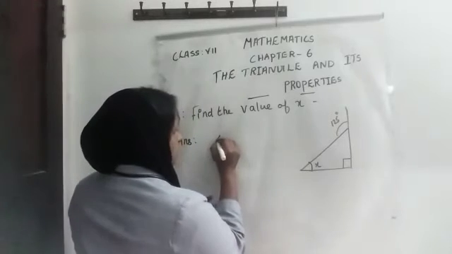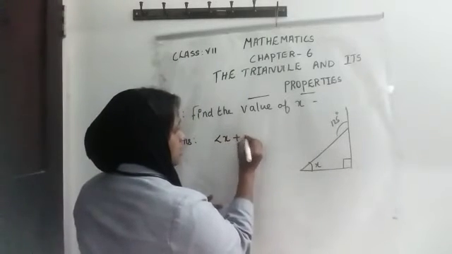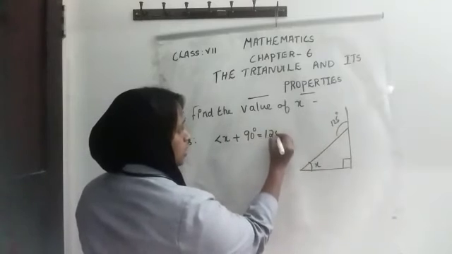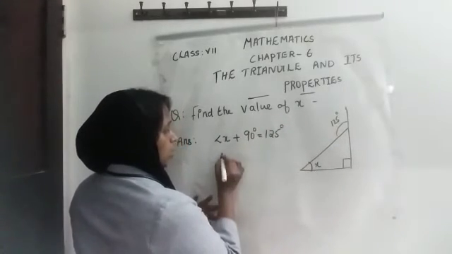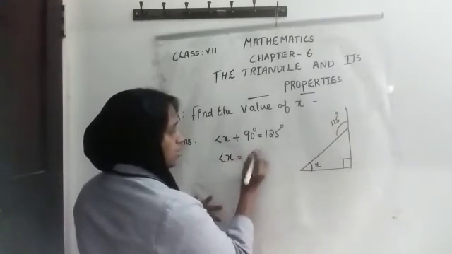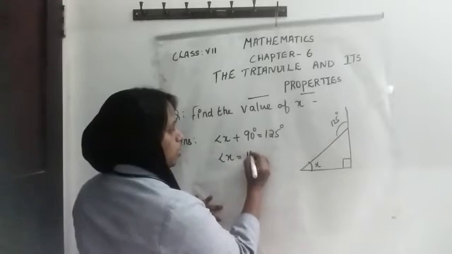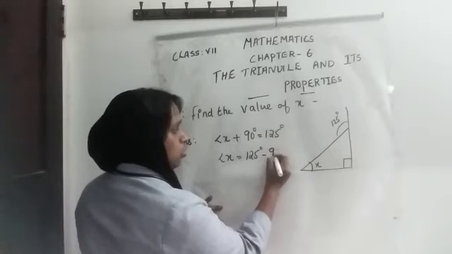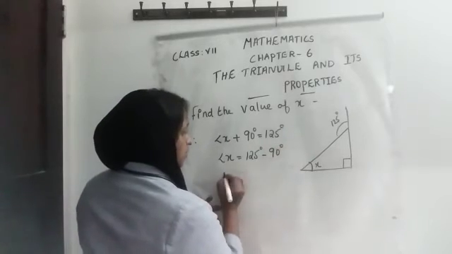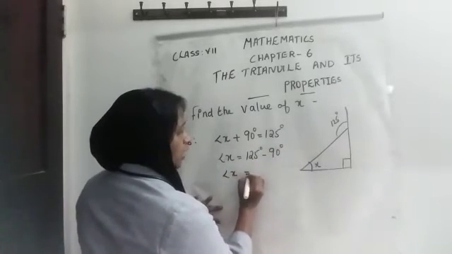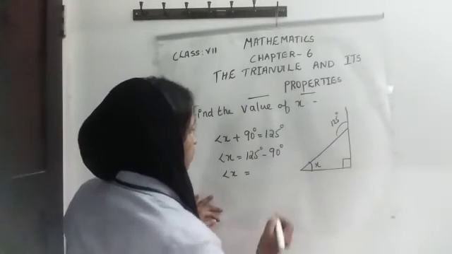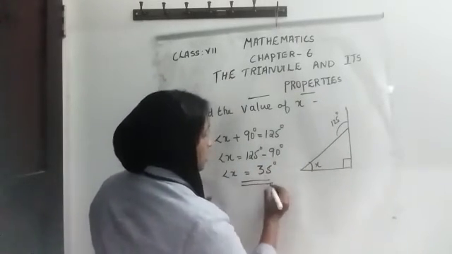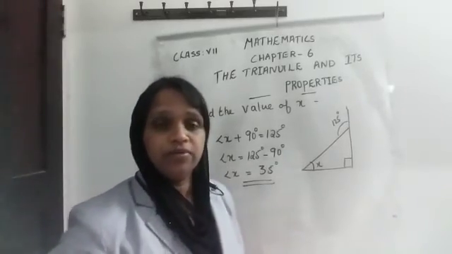So angle x plus 90 degree is equal to 125 degree. Now from that angle x is equal to, yes, 125 degree, plus 90 changes to minus 90. So therefore angle x is equal to 35 degree. Okay, angle x is equal to 35 degree.